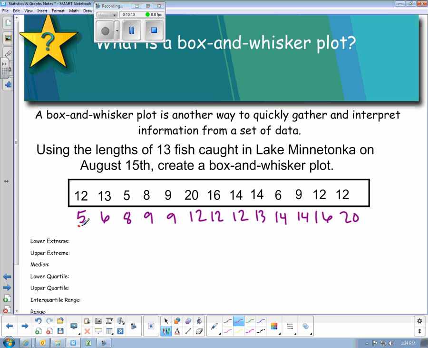The lower extreme is going to be that one, 5. The upper extreme is going to be that one, 20. The median is the one in the middle. Usually the easiest way to find the median is to cross off from first to last. So 5 and 20, 6 and 16, 8 and 14, 9 and 14, 9 and 13, 12 and 12, and it'd be this 12 right here.